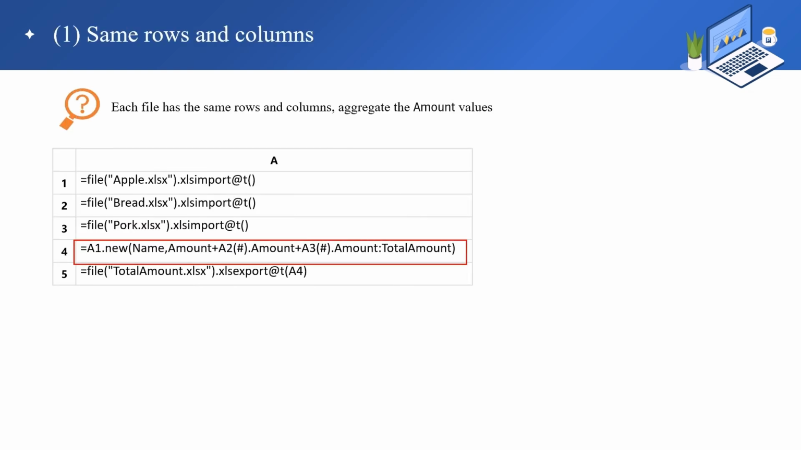Because these three files have the same rows and columns, we use the new function to create a new table, and then directly take out the values of the amount field from the three tables and add them together.